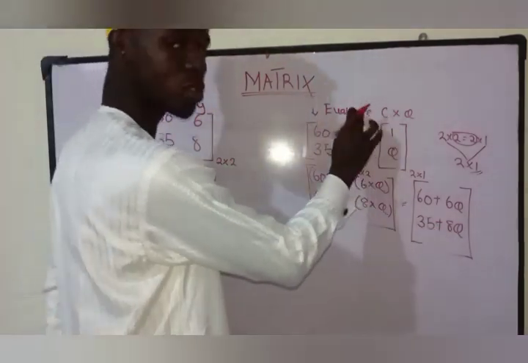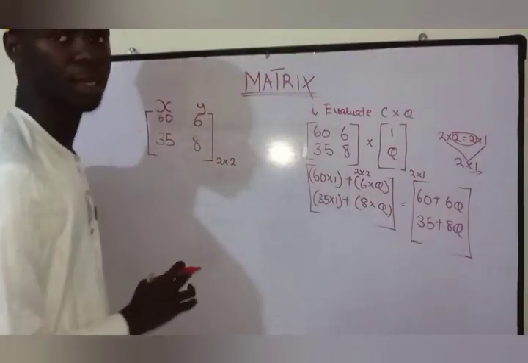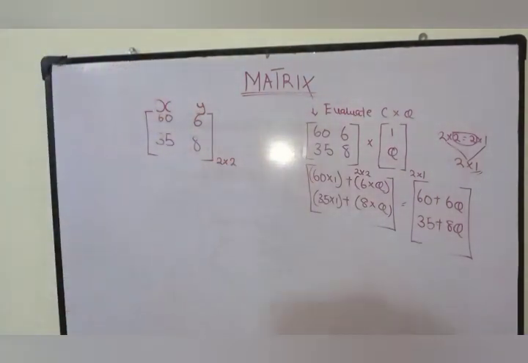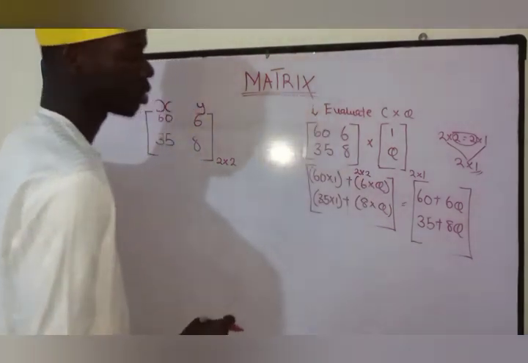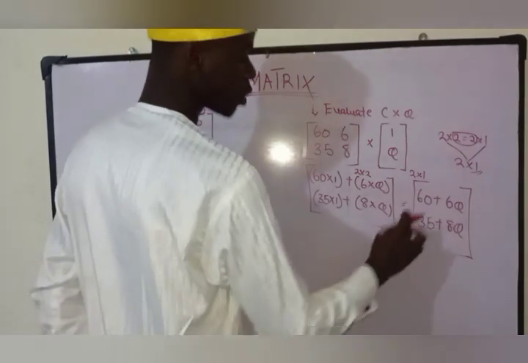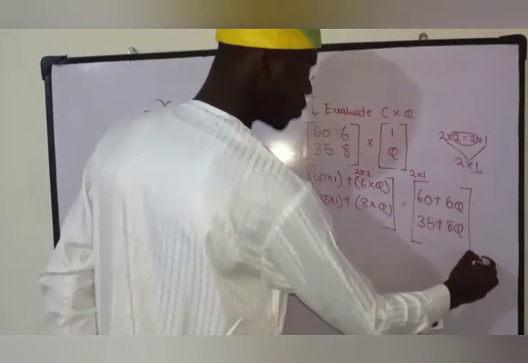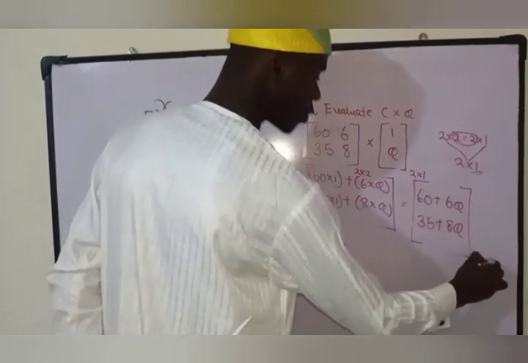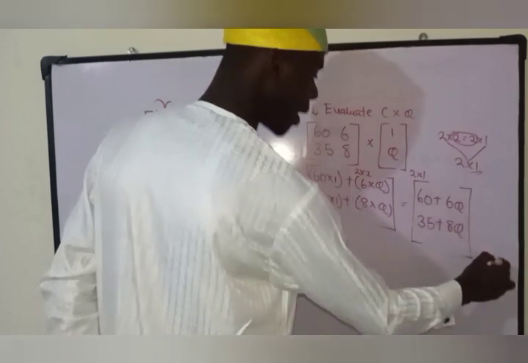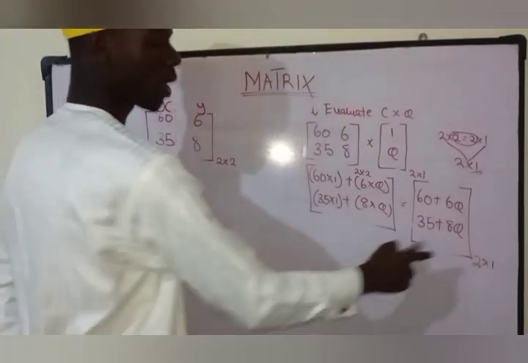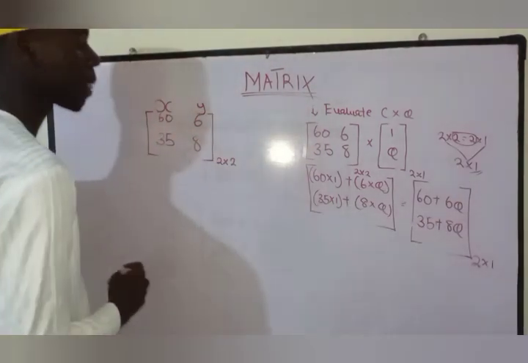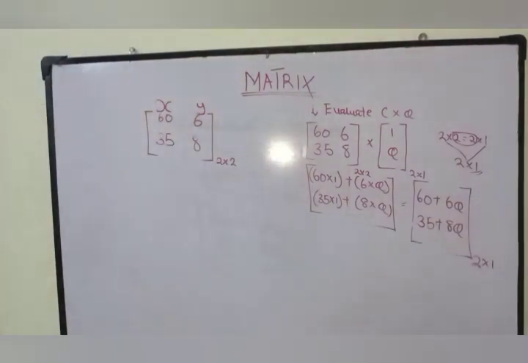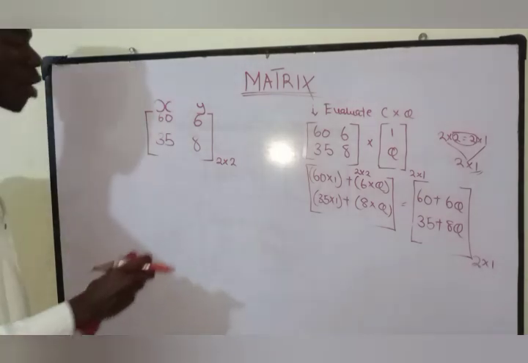We've multiplied the cost by the quantity. So this matrix is 2 by 1, that is, 2 rows and 1 column. So can you see that we arrive at this answer? Which means our answer is correct. So let's move on to the second requirement.